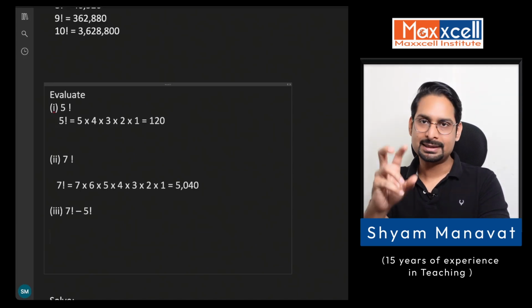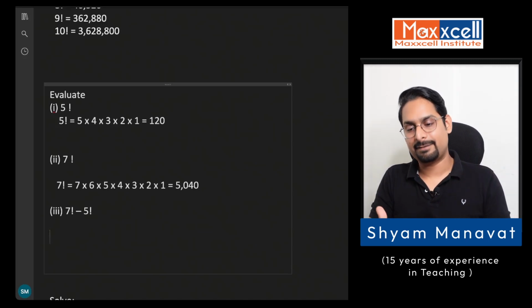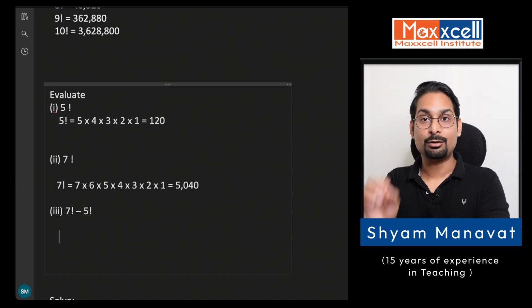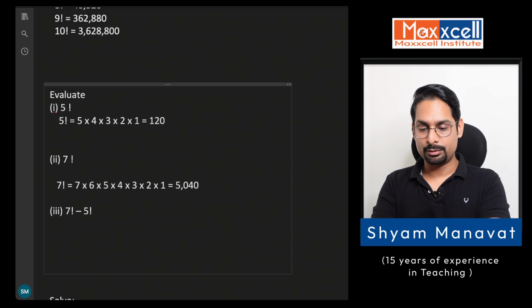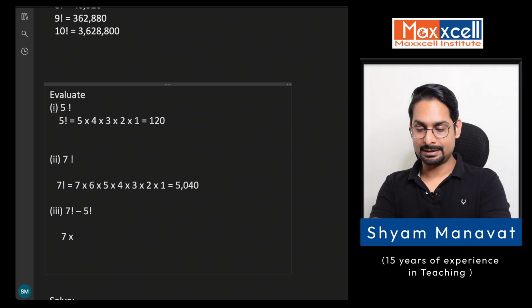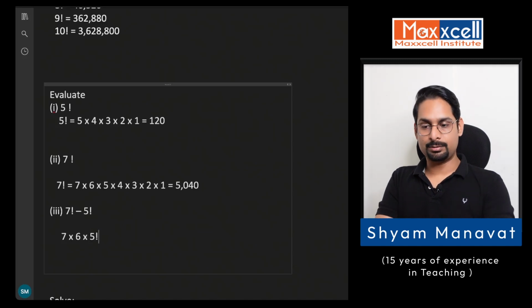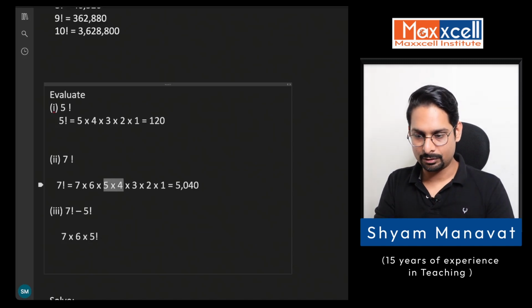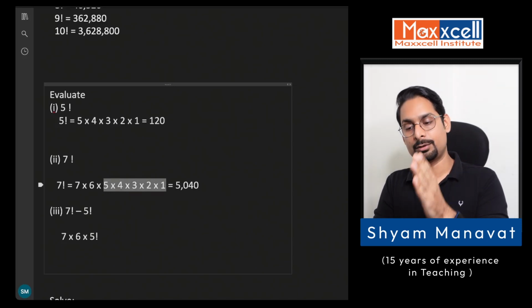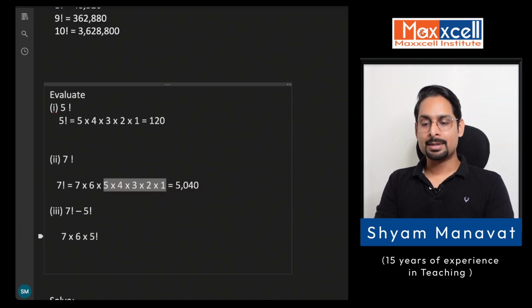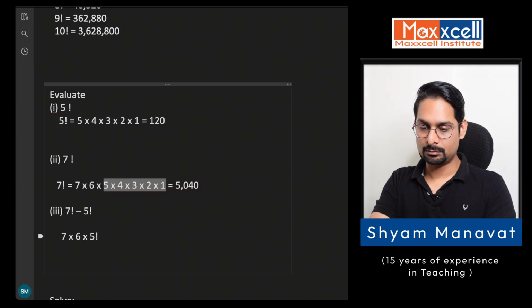Other ways you can simplify 7 factorial. For example, 7 factorial and 5 factorial are easy small numbers. Suppose you have got big numbers and you need to subtract these factorials. So what you can do there, let's take an example here itself. I will write this as 7 into 6 into 5 factorial. Yeah, I hope that's fine with you. You can see this part, 5 into 4 into 3 into 2 into 1, I can write as 5 factorial, correct? So 7 factorial I write like this, minus 5 factorial as it is, okay?